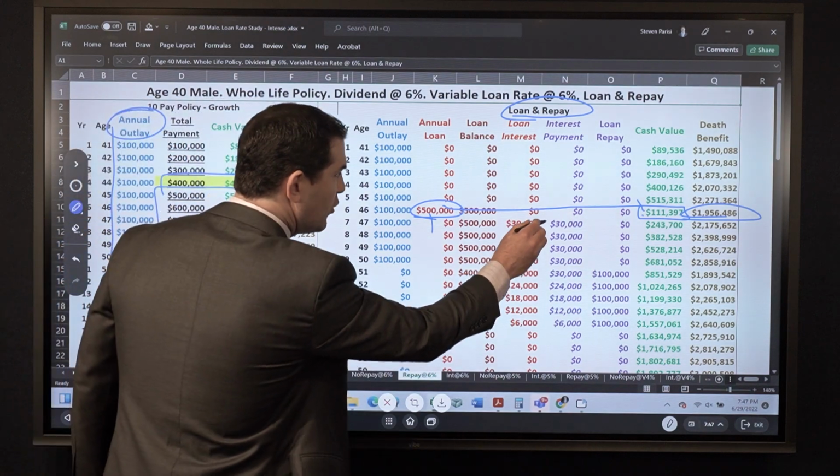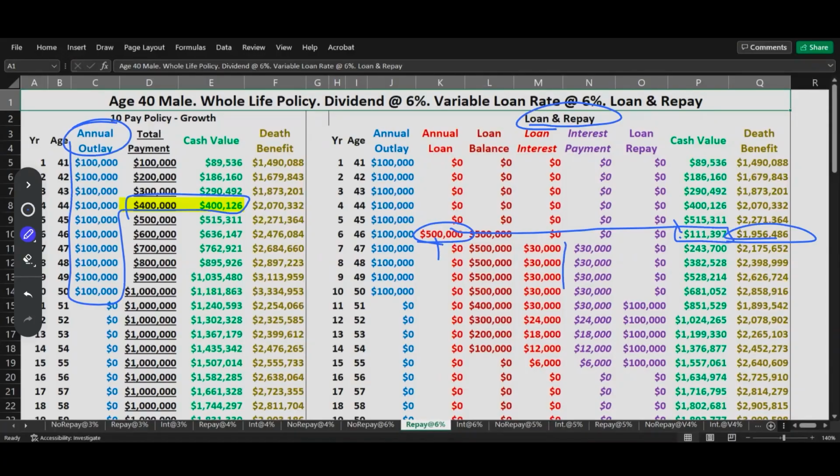Now, we pay loan interest only, so $30,000 comes due each year. It is fixed, so it will not increase. We pay the $30,000, and in this particular example, we begin to repay the $100,000 per year, beginning year 11, and pay it off by year 15.